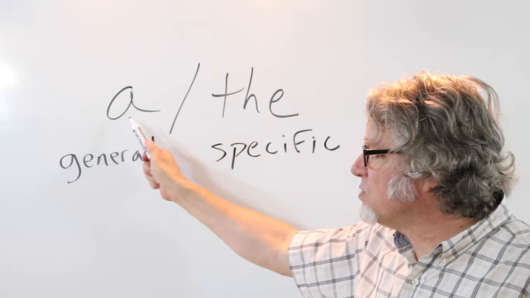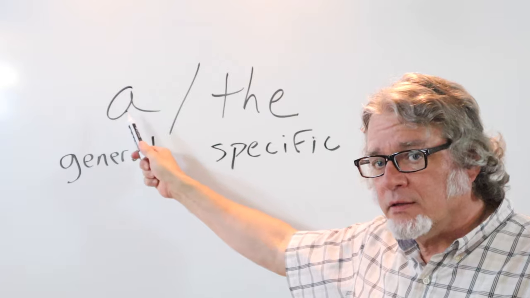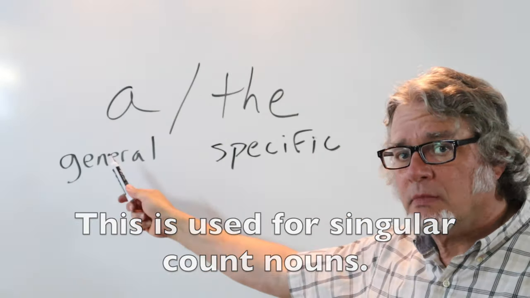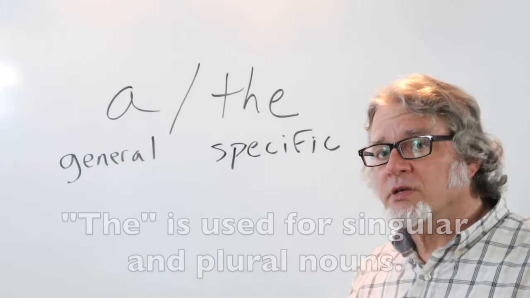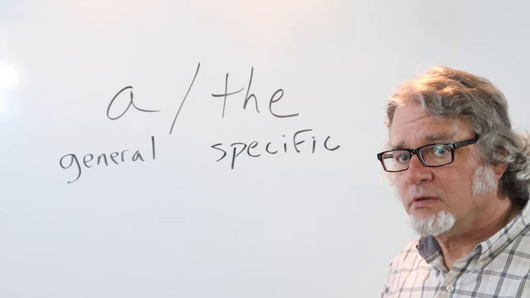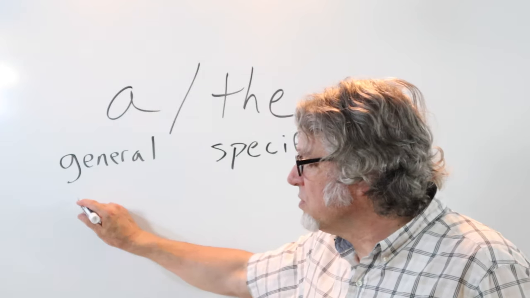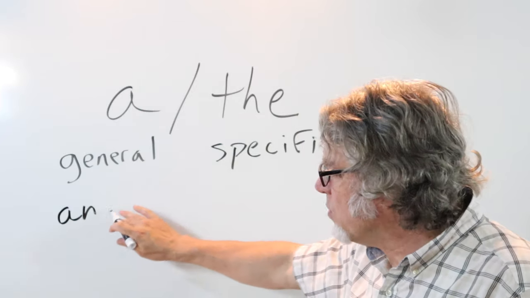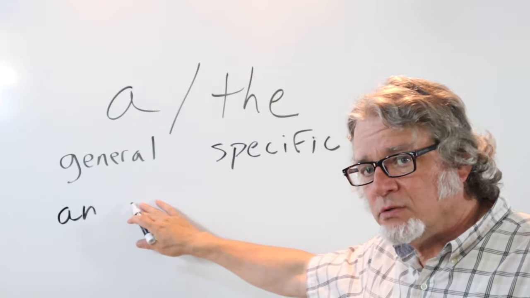A is used for one thing. This is used for singular count nouns. The is used for singular and plural nouns. You can also use an. An is used for nouns that have a vowel sound.